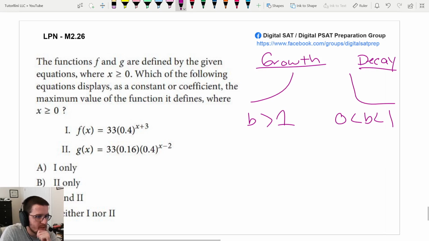So, do you see how both of these guys, the base of the exponent is less than 1. It's between 0 and 1. So I'm guessing it's going to look like this.